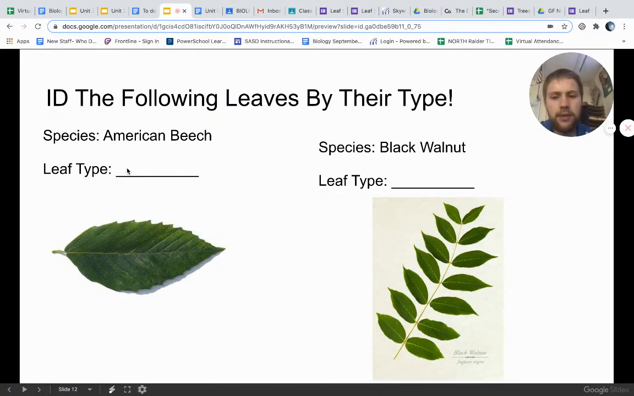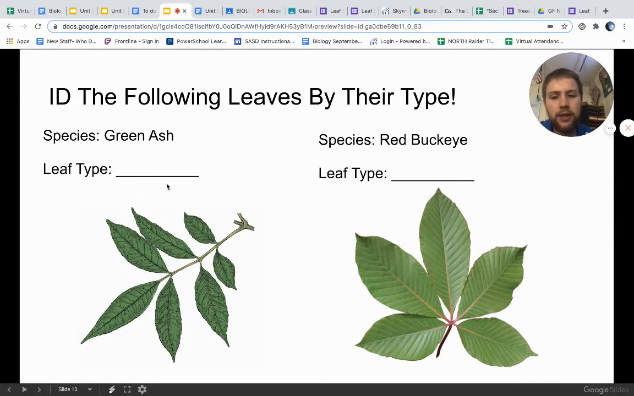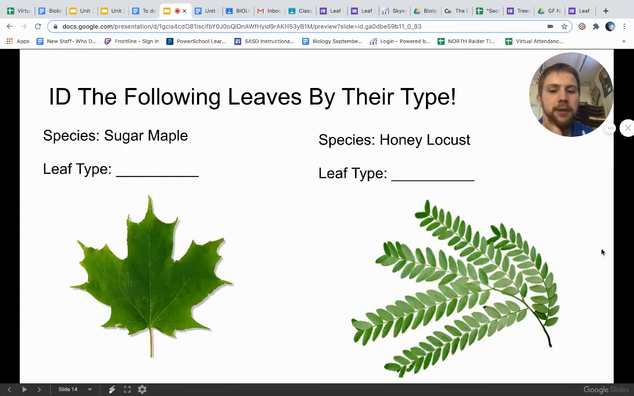All right, so American beech, identify it. Black walnut, identify it. Green ash, identify it. Notice we've got a terminal leaflet here. And I said it's a leaflet, so that gives you a clue. It's either palmate or pinnate. Then we've got red buckeye here. This looks awfully similar to that horse chestnut. So think about that one.